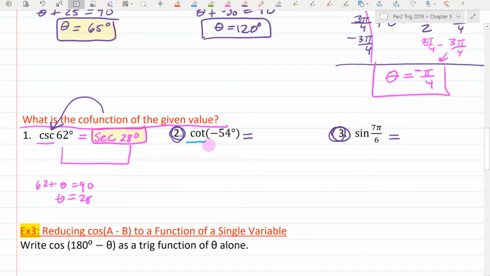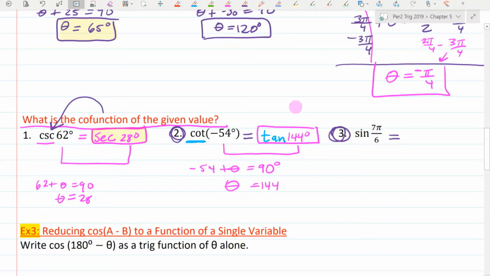All right, so the cofunction of cotangent is tangent. They happen to be reciprocals and cofunctions. And then these two angles, so negative 54 plus theta, have to equal 90 degrees. So that means theta is equal to 144 degrees. Again, the final answer is all of this. On tests and quizzes, people tend to write tangent equals 144 or just 144 and not write the tangent in front of it. So just be careful.